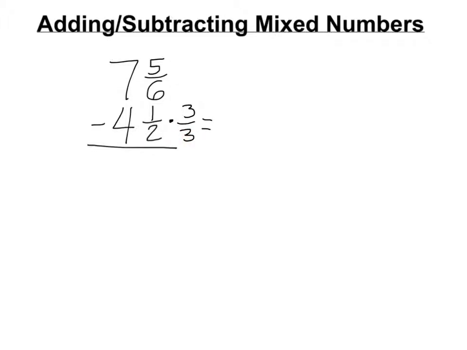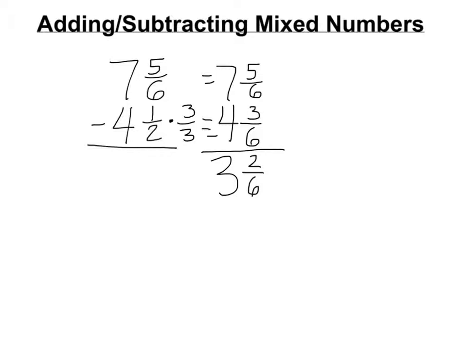So, equals, my whole number is still there, and now 1 times 3 is 3, and 2 times 3 is 6. Up top, he just comes over. And now we're ready to subtract. 5 pieces, take away 3 pieces, is 2 pieces. These were sixths, these are sixths, so the 2 pieces are still sixths. 7 minus 4 is 3.